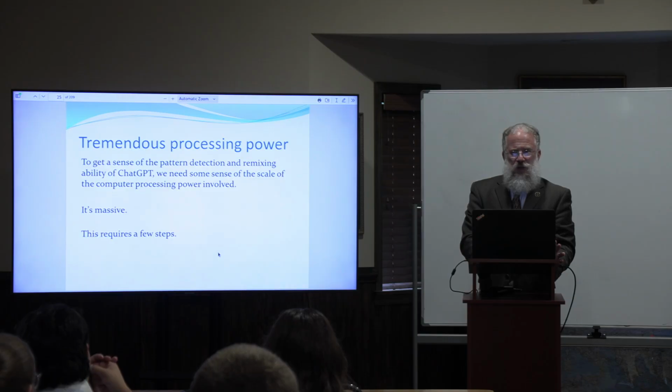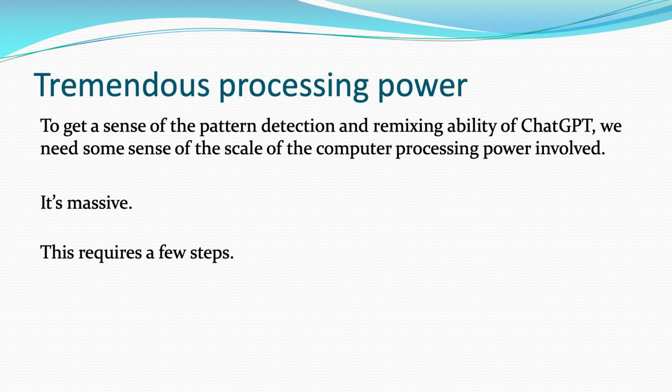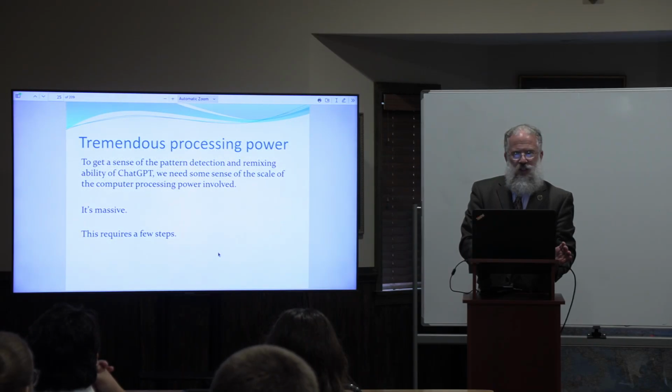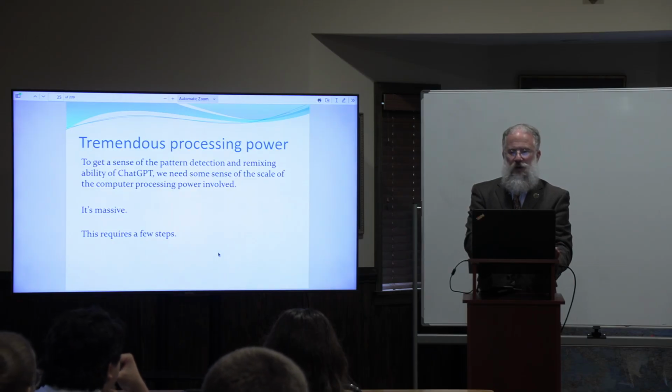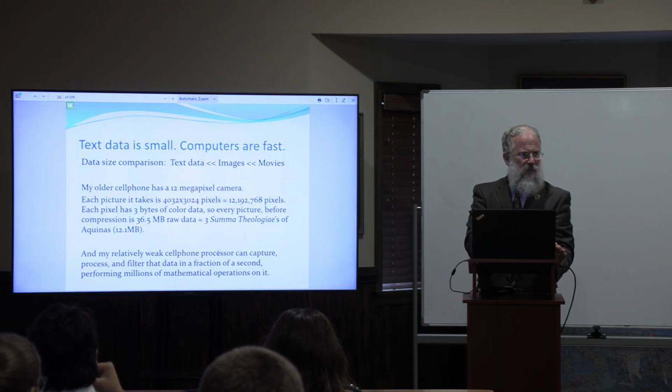And to give you a sense of what it can do with all of that textual data, you have to have some sense of the enormous processing power involved. And this is the only place where there's a little bit of math. It's just arithmetic, so don't get scared. But the processing power that they use to make ChatGPT go and to train it is enormous. To do that, we have to get some basic sense of what I mean by computer processing power, because most people don't appreciate the processing power that you have at your disposal these days.